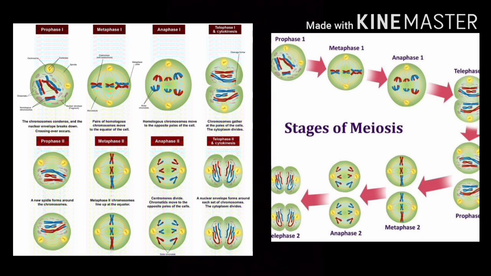Meiosis 2 proceeds in the same manner as mitosis, with sister chromatids dividing on the metaphase plate. By telophase 2, there are four cells, each with half of the alleles of the parent cell and only a single copy of the genome. The cells can now become gametes and fuse together to create a new organism.